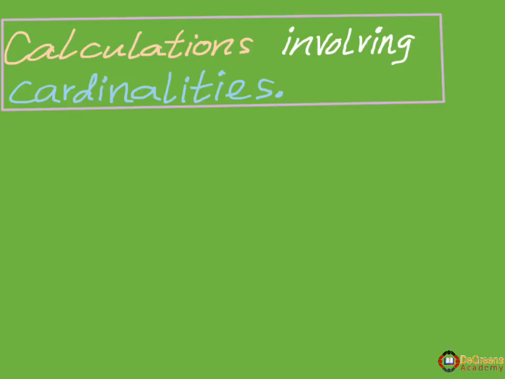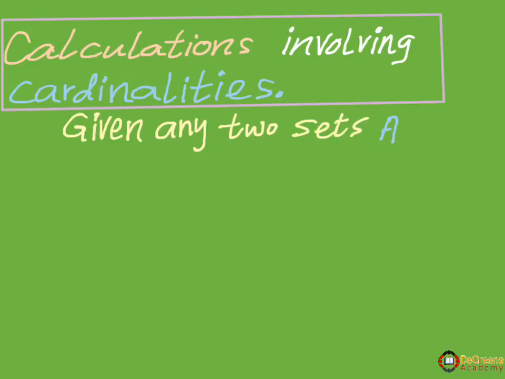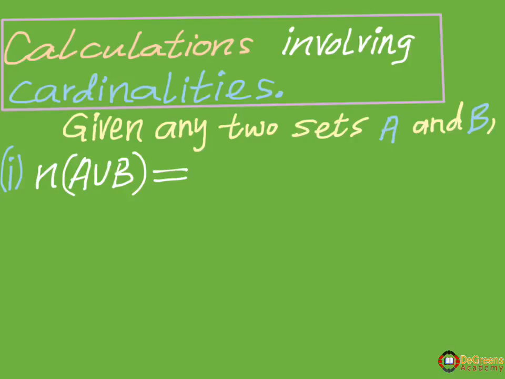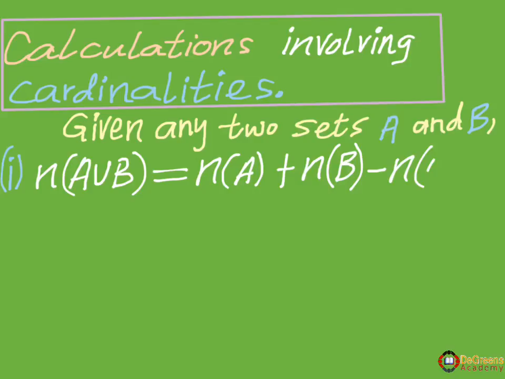So we are given any two sets. Let's say the set A and the set B. The first thing is that the cardinal number of A union B will be the same as the cardinal number of A plus the cardinal number of B minus the cardinal number of A intersection B. So that's a case where the sets A and B intersect.